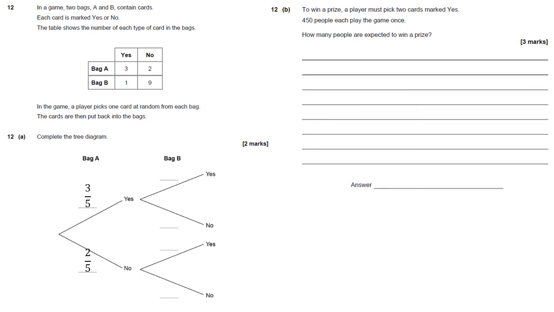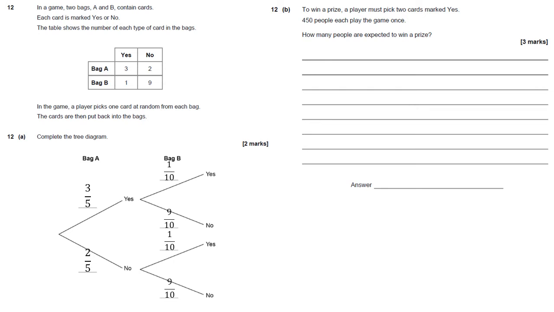We can now move on to our second branches. So this is bag B. So for bag B, there is 1 yes and 9 no's. So that gives us 10 cards. Probability of yes is 1 out of 10, and the probability of no is 9 out of 10. Now, what's picked in bag A doesn't affect bag B. So the branch at the bottom is going to be exactly the same as the top. We're going to have 1/10 and 9/10.